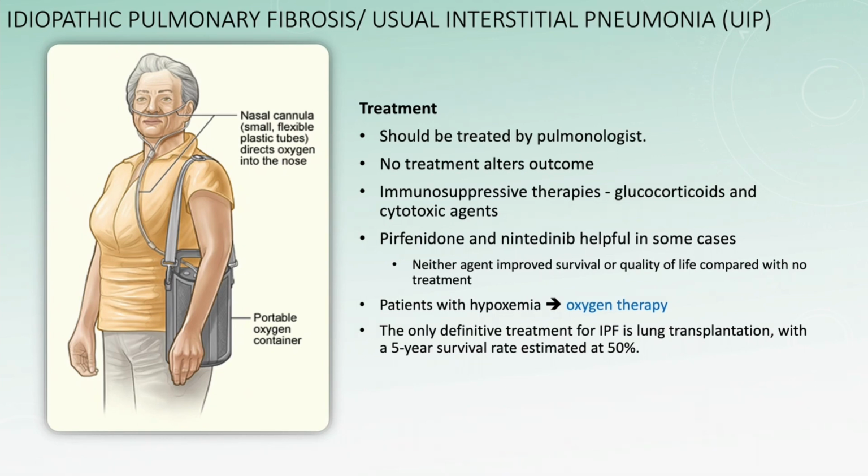There are some immunosuppressive therapies, glucocorticoids, and cytotoxic agents, but none of them have been proven to be really good, especially at altering the outcome. And the one other thing we can do, just like in hypoxemia from COPD, is give the patient oxygen therapy. The only definitive treatment is lung transplant. You have to take out their lungs and put in new lungs. And the 5-year survival for that is about 50%. So it's not a good thing to have by any means.